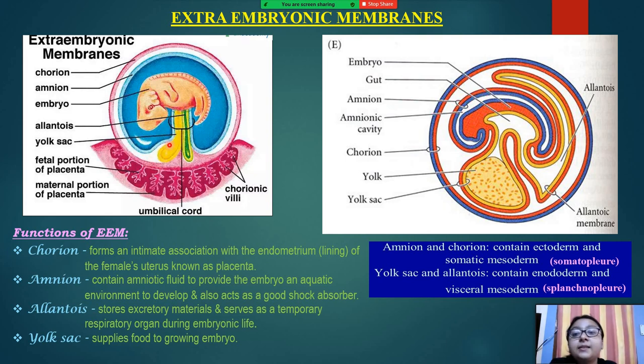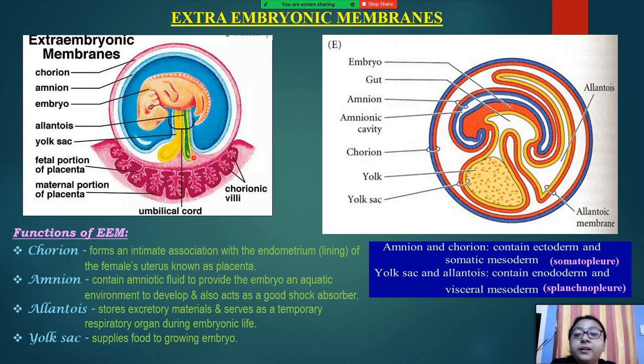And this is the yolk sac, which in humans is very poorly developed, but it is there because yolk is very little or not present at all in human embryos. In other embryos, the yolk sac is responsible for providing nutrition or food to the growing embryo. And this is known as allantois.